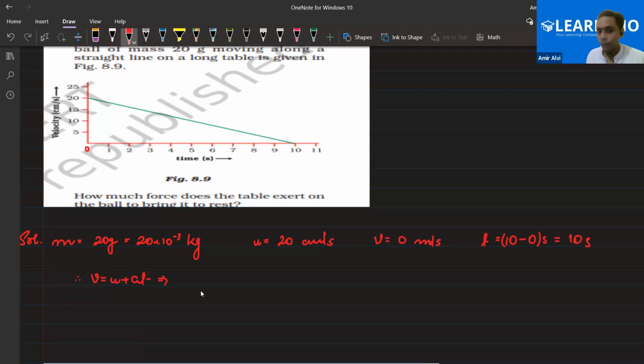Before substituting the values into the equation, always mention the equation that you are using. The teacher will not look at what you have substituted; they will look at what formula you have written. So the formula should be the priority before substituting values. So v is 0, u is 20 centimeter per second. Before that, let me convert this into meters.